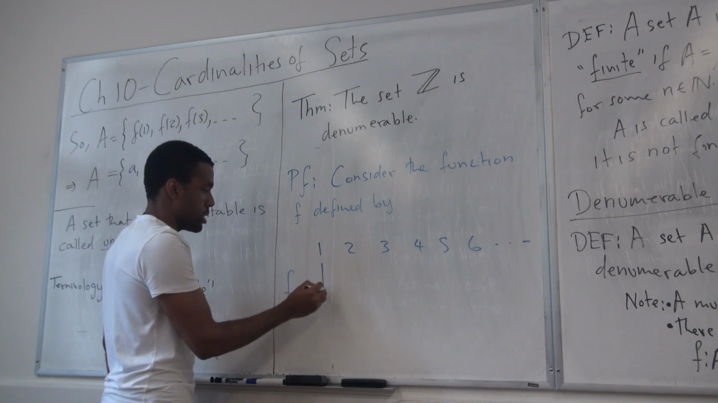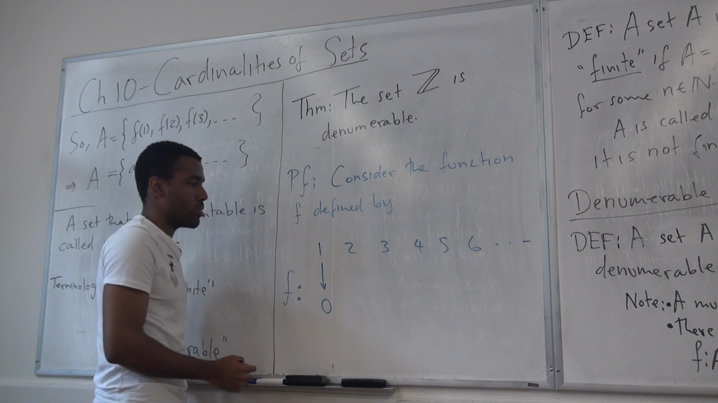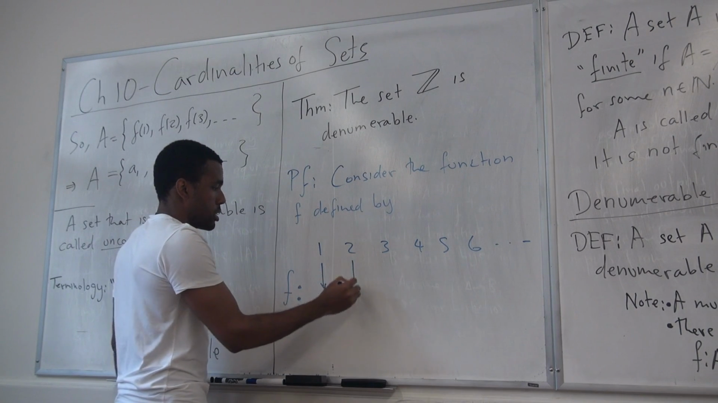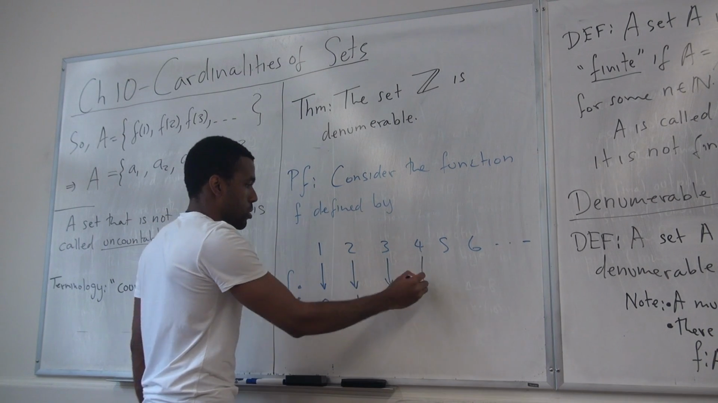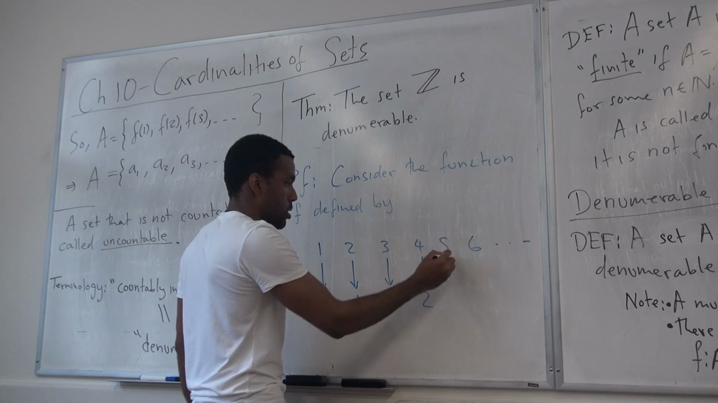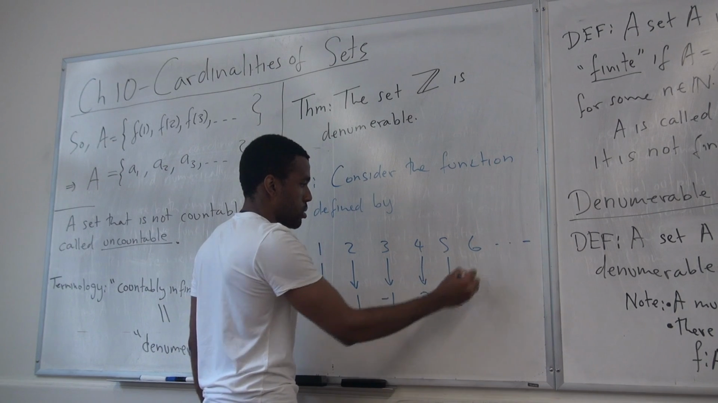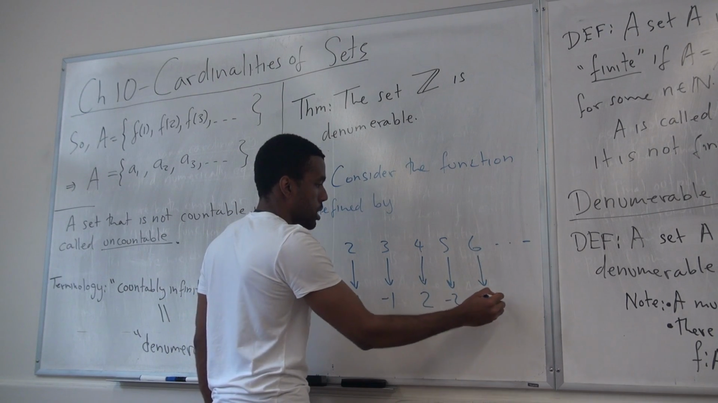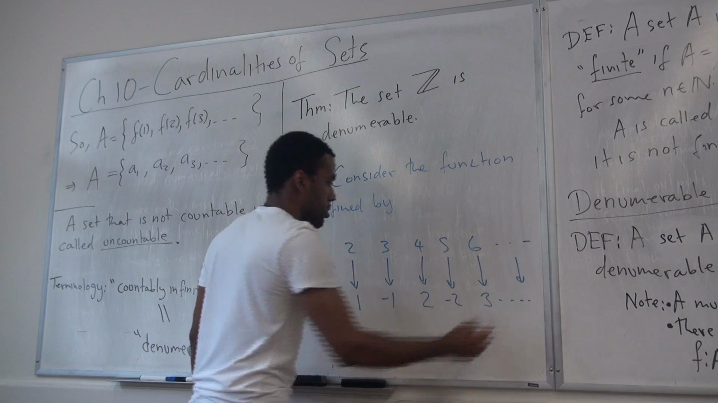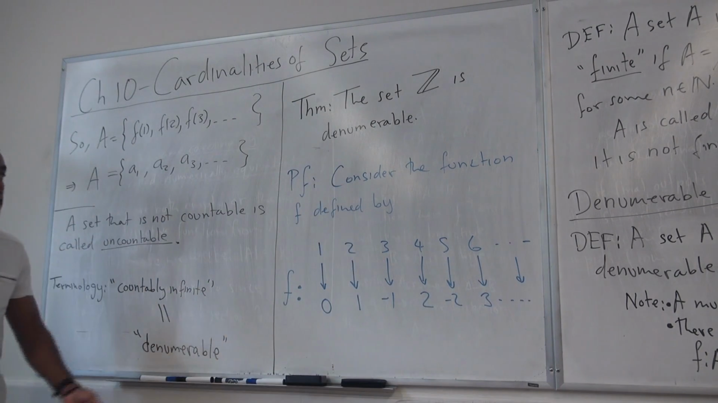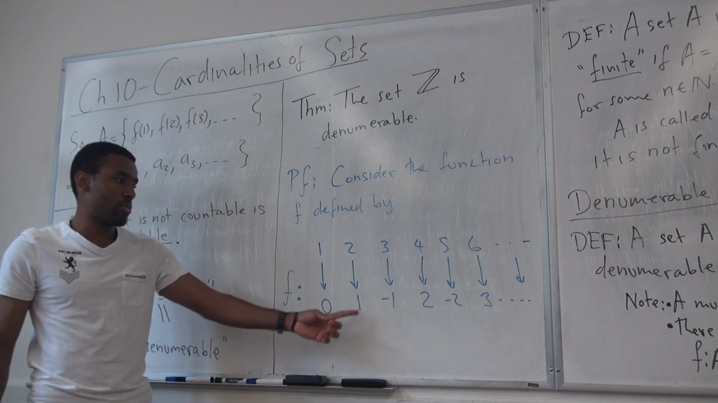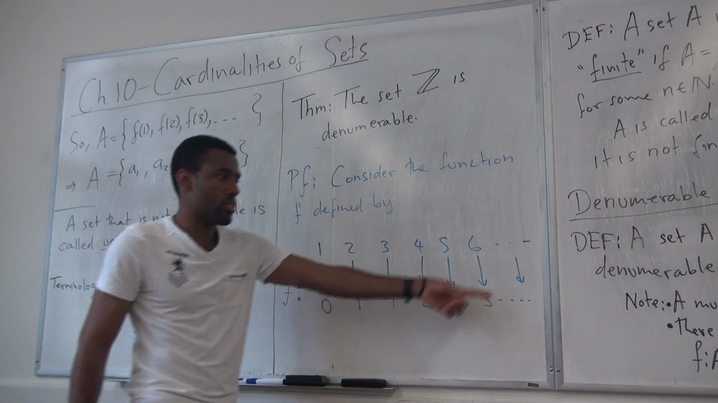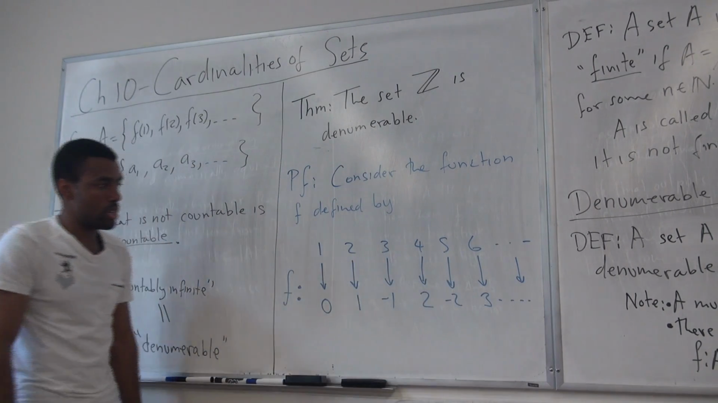So 1, I'm going to send to the integer 0. 2, I'm going to send to the integer 1. 3, I'm going to send to the integer -1. 4, I'm going to send to the integer 2. 5 to the integer -2. 6 to the integer 3, and so on and so forth. So it turns out I can list the integers in this way. Start at 0, then go +1, -1, +2, -2, +3, -3. I can actually write them out in a list.